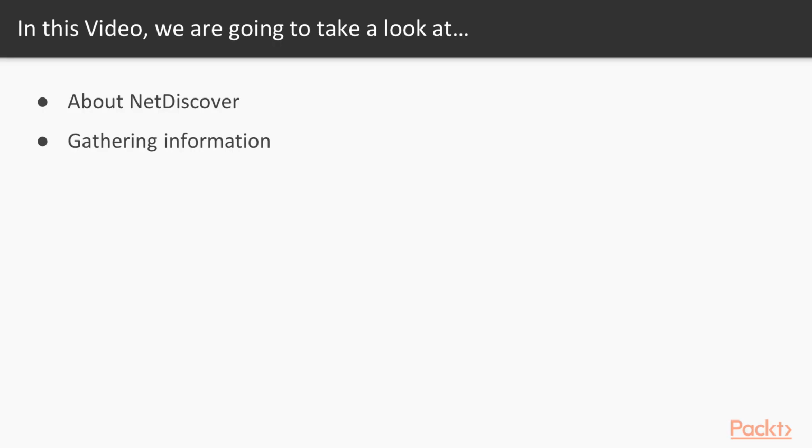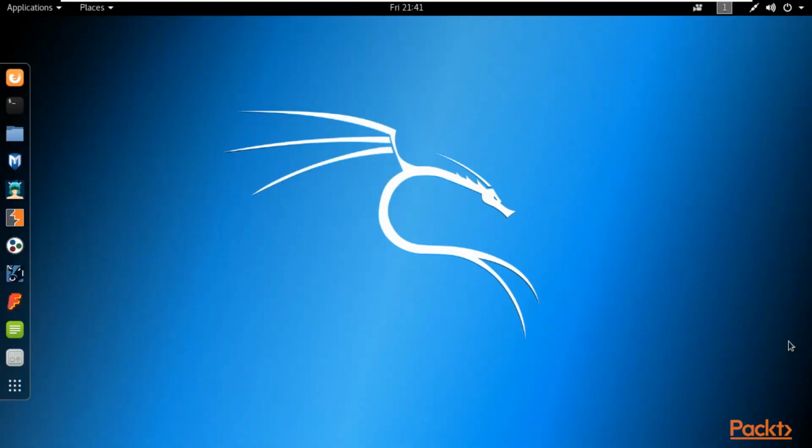Now in this video we are going to take a look at a couple of points. First of all, what is NetDiscover, and then how we can gather information using NetDiscover inside Kali Linux, that we are going to cover here in this video. So you need to open up the Kali Linux operating system inside VMware Workstation, and there I'm going to show you how to use NetDiscover for information gathering.